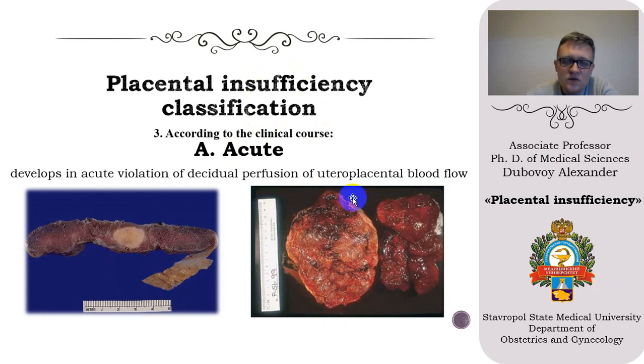According to the clinical course, placental insufficiency can be acute or chronic. Acute develops with a sharp violation of the perfusion of the uteroplacental blood flow. The cause may be placental infarction or placental abruption, progressive placental abruption, as shown in this slide, which causes acute violation of decidual perfusion.